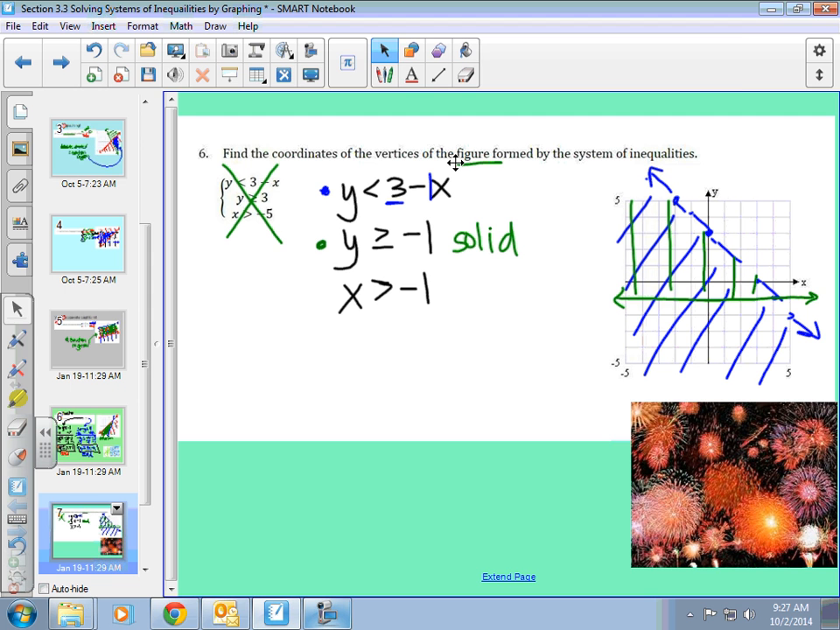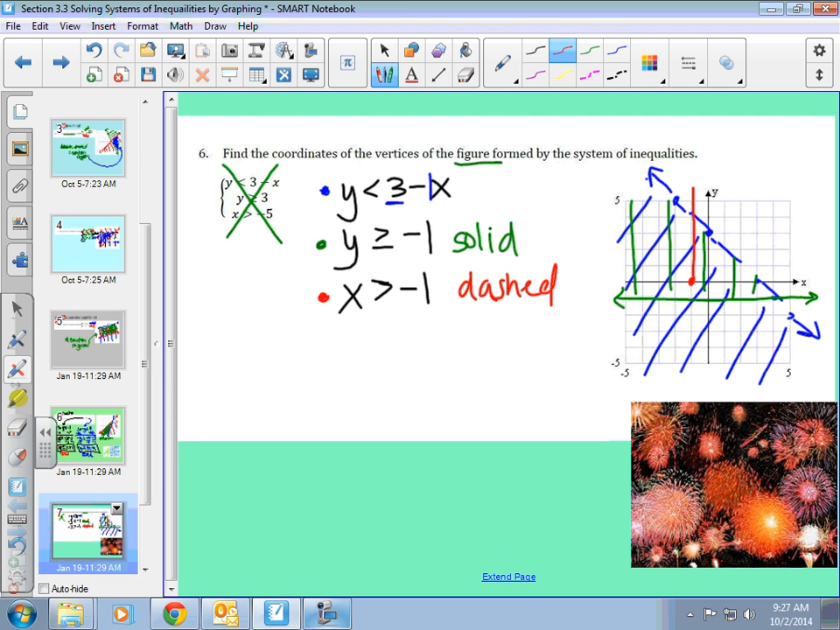And now my last line, I'm going to go ahead and do that in red. And this will be a dashed line because there is no equals. x equals, that is a vertical line, so up and down, and it's at x is -1. So here's where x is -1, so I just go straight up and down, except it is dashed and not a solid line. And then it says x is greater than -1. Well, 0 is bigger than -1, so I'm going to shade this way.